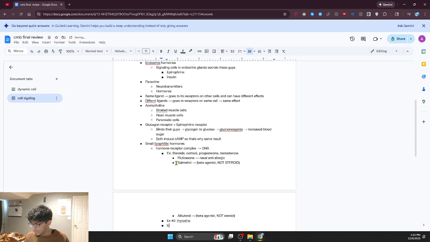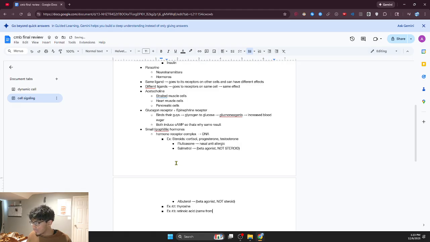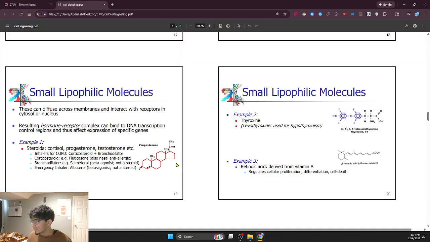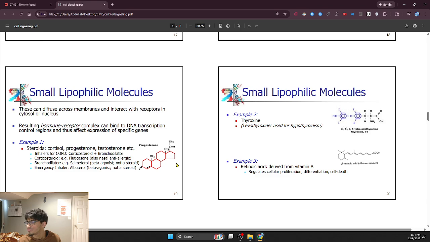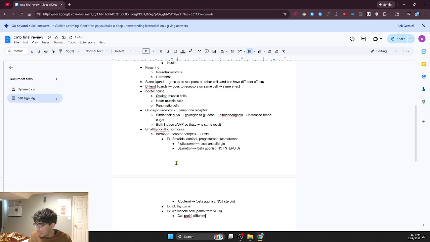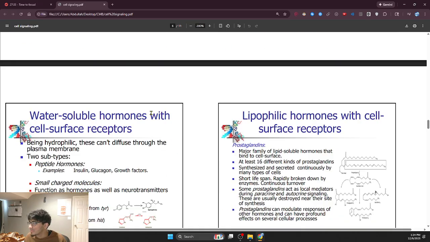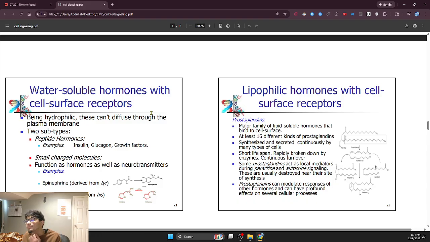Retinoic acid. What else would it do? Retinoic acid, cell proliferation, differentiate. No, there's actually a different thing. Death. Water soluble hormones. Okay.